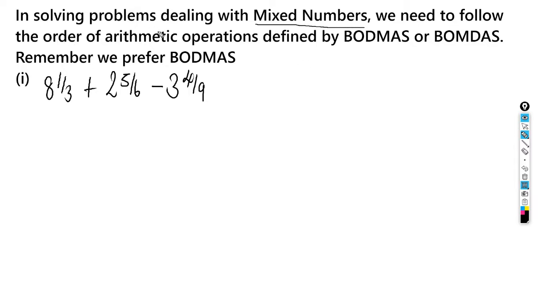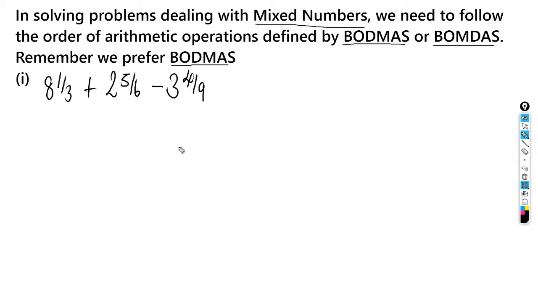And this says in solving problems dealing with mixed numbers, we need to follow the order of arithmetic operations defined by BODMAS or BOMDAS, right? But remember we prefer to use BODMAS. And you remember the rules: brackets, then of, division, then multiplication, then addition, then subtraction. Okay, guys? So those are the rules, and we need to follow the rules to solve this problem here. It says 8 and 1 over 3 plus 2 and 5 over 6 minus 3 and 4 over 9.